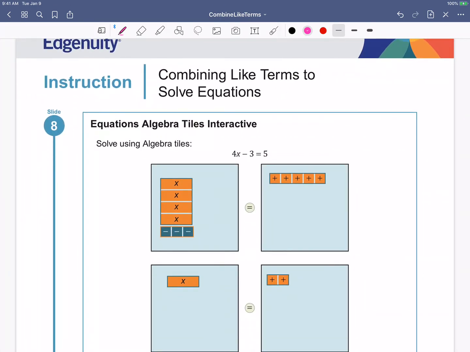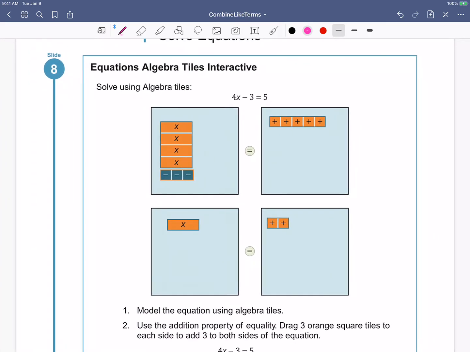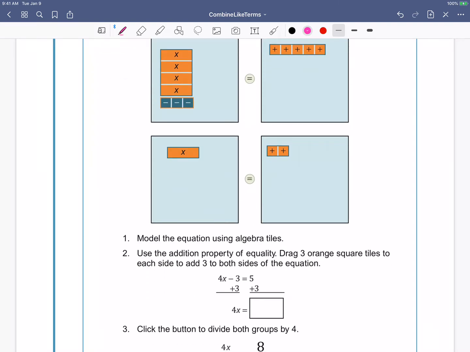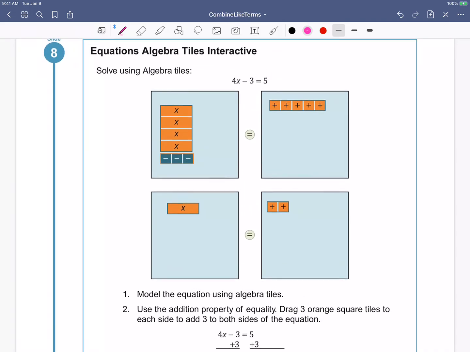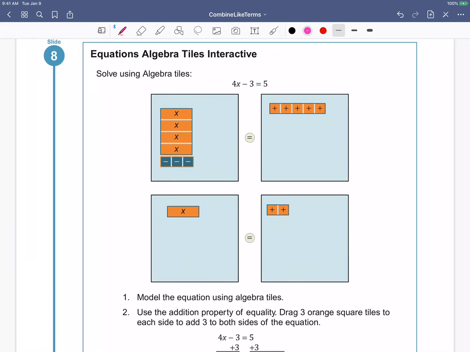So, next one. We have equations, algebra tiles, interactive. So this is another way you could see this setup, right? They're giving us the word problems, they're giving us the basic, here's your equation and solve for it. Now they're telling us model using these algebra tiles. So it's a little funny, right? So model the equation using algebra tiles. It is 4x minus 3 equals 5.